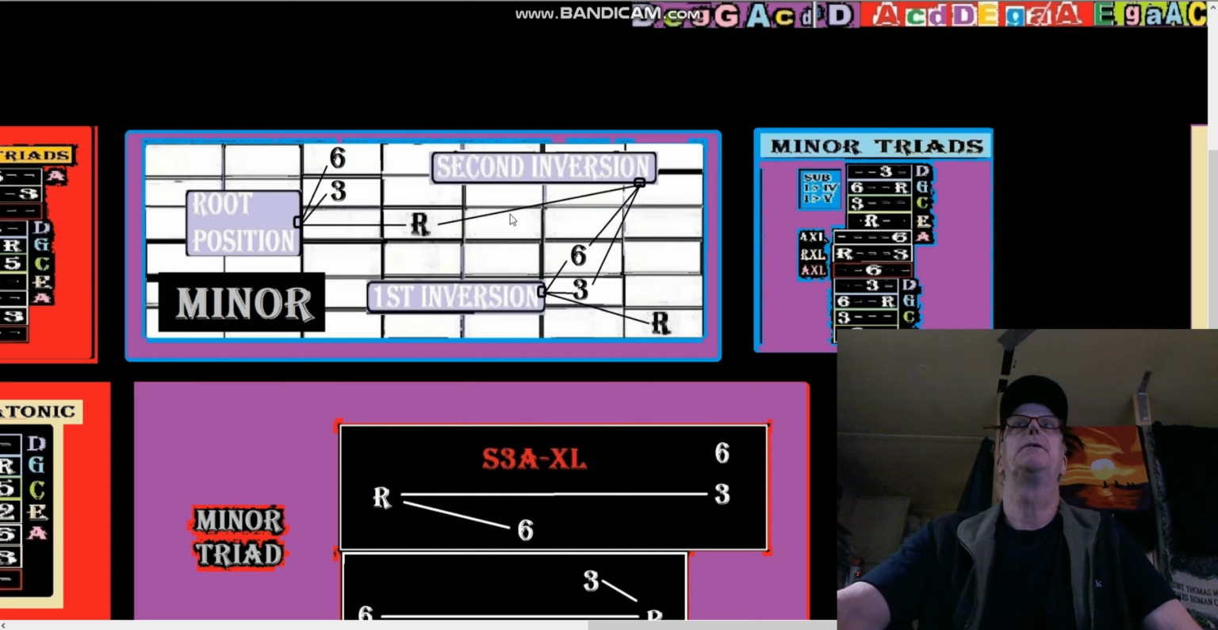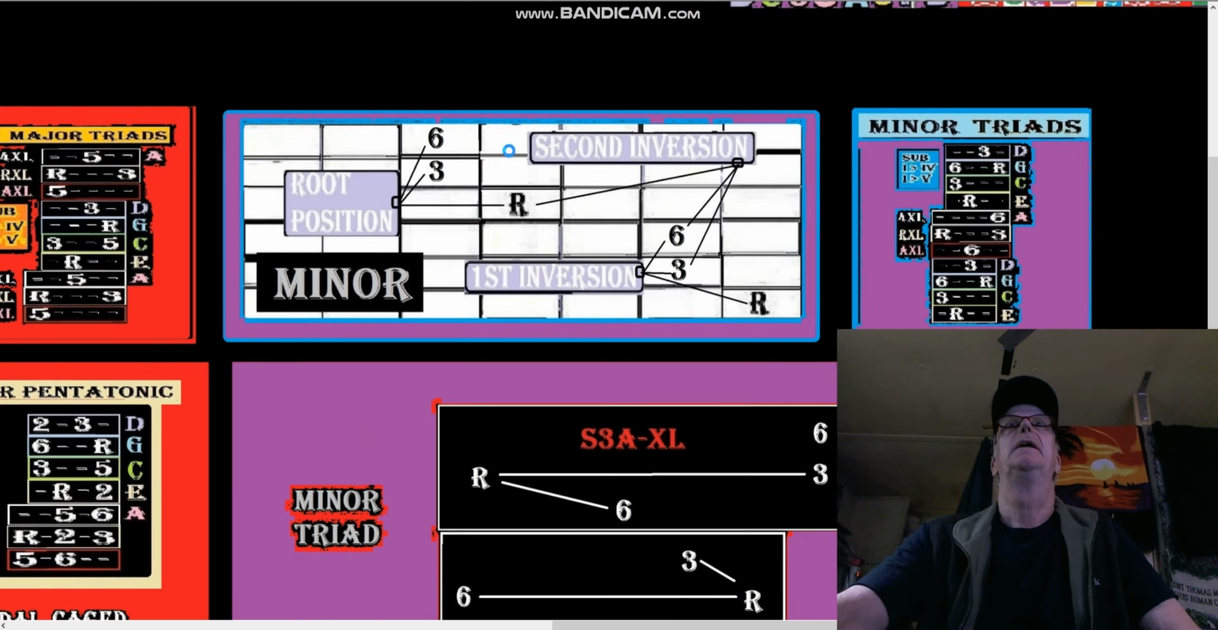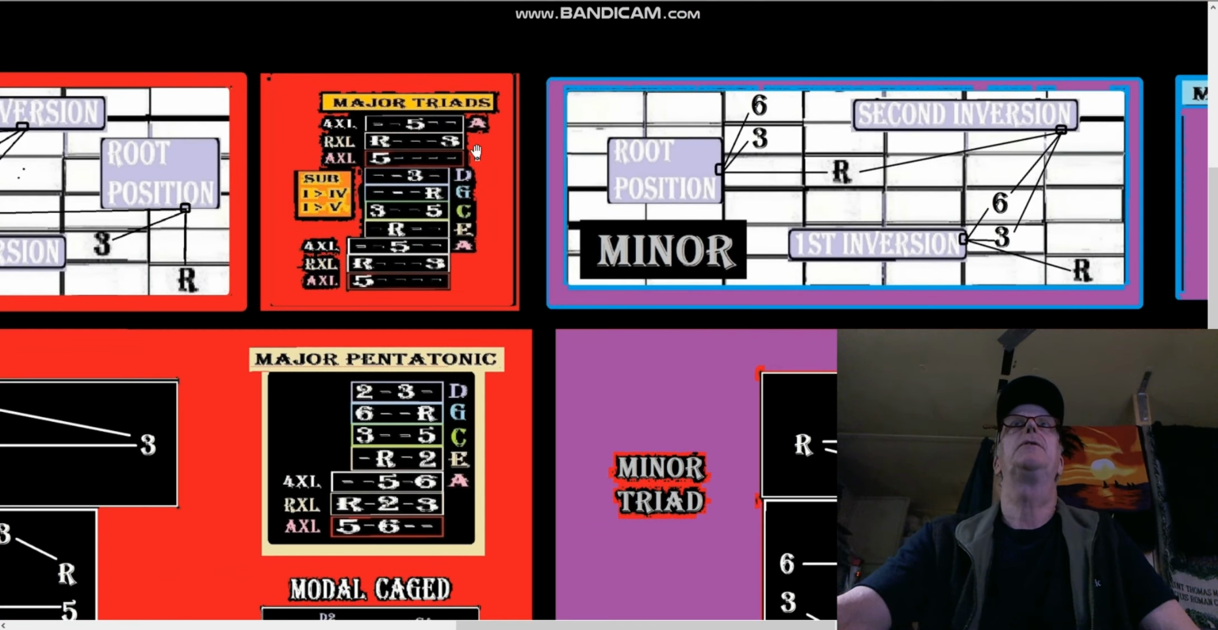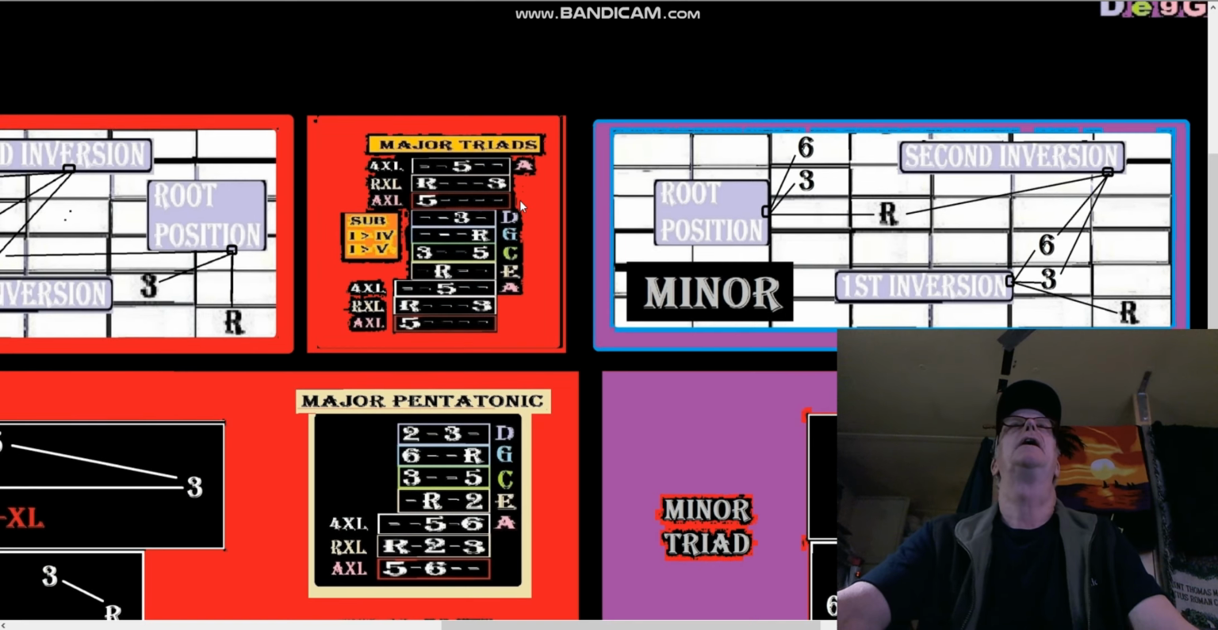Here's a minor third. Okay, in P4 tuning now. So this is it. First inversion is root 3, 6. Second inversion is 6, 3, 6 root. Root position is root 3, 6, like that. Now let's go over here and see what else we have for minor triads.